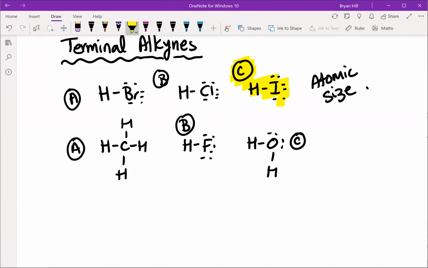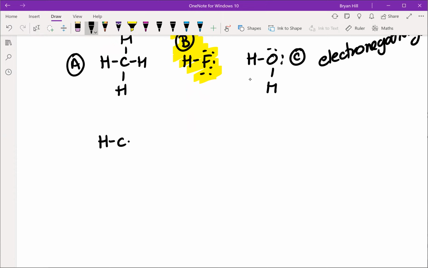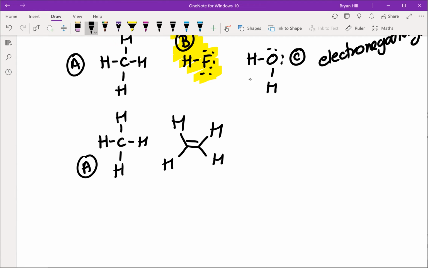In the second one, what's the strongest acid? Right, B, and that was because of electronegativity. All right, and how about this? A, B, or C? Which one of these was the most acidic?